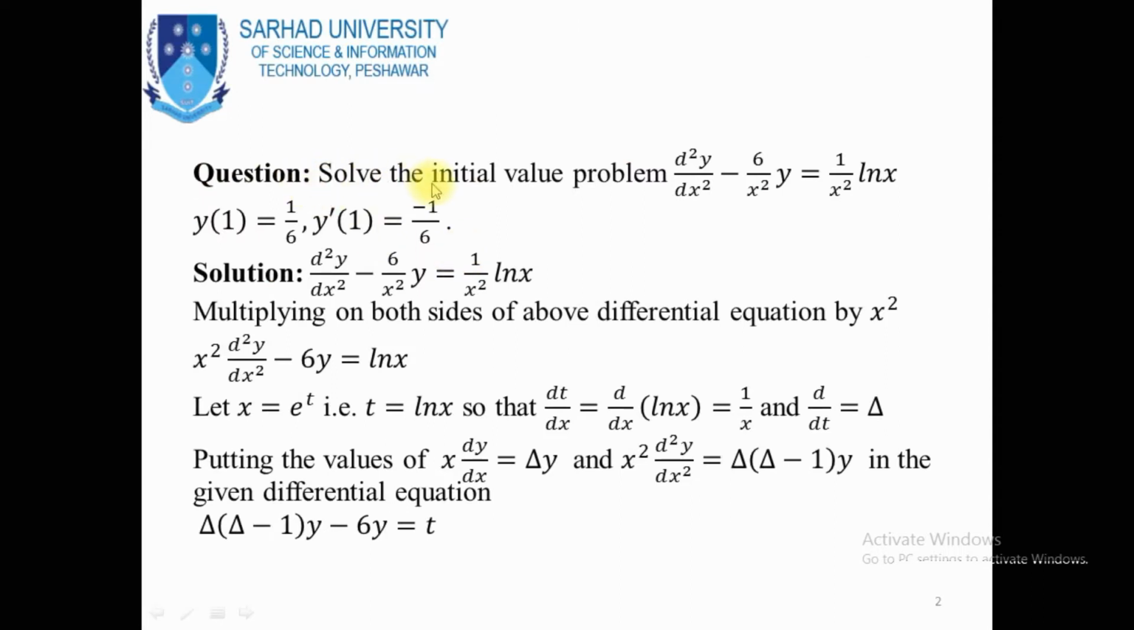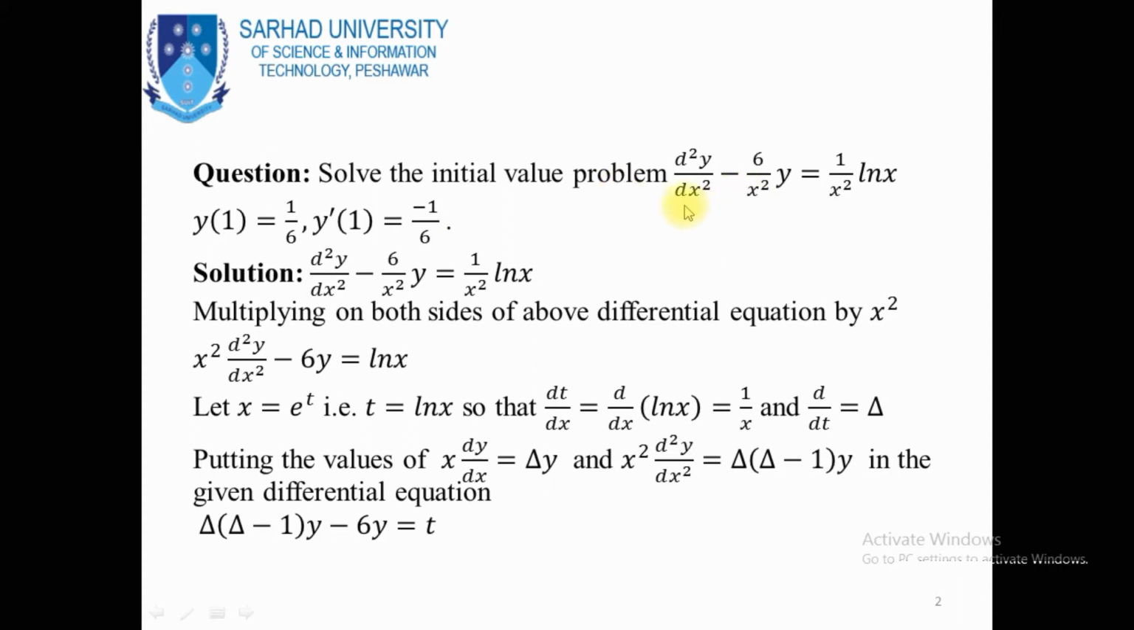We have an initial value problem: d square y divided by dx square minus 6 divided by x square into y is equal to 1 over x square natural log of x, with the initial conditions y at 1 is equal to 1 over 6 and the derivative of y at 1 is equal to minus 1 over 6.